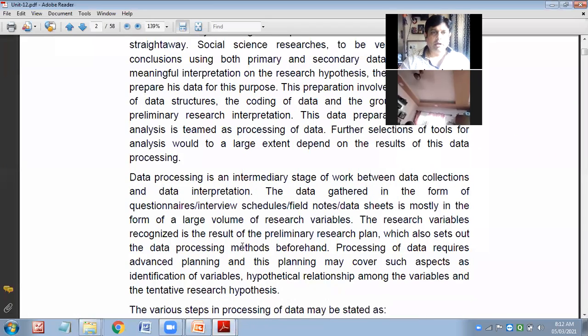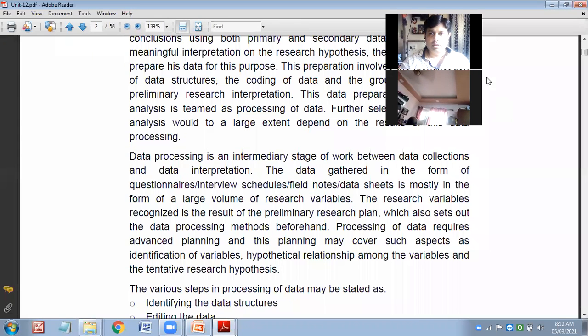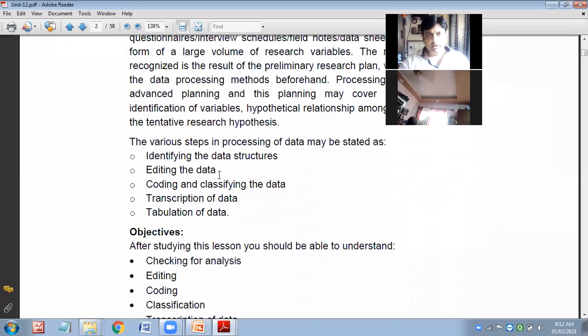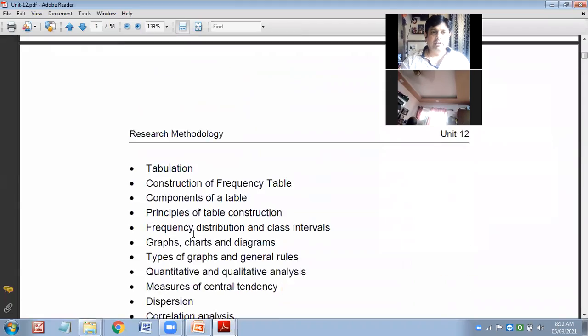When we talk about data processing, it is identifying the data structure, editing the data, coding and classification of data, transcription of data, and tabulation of data. Everything we are going to learn.